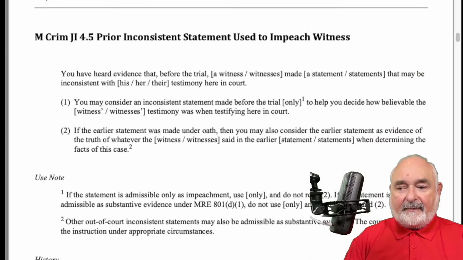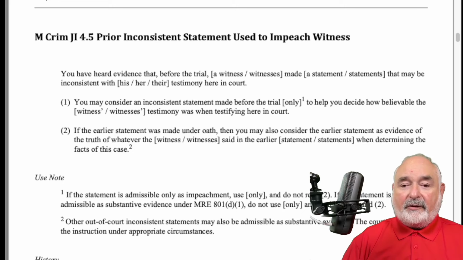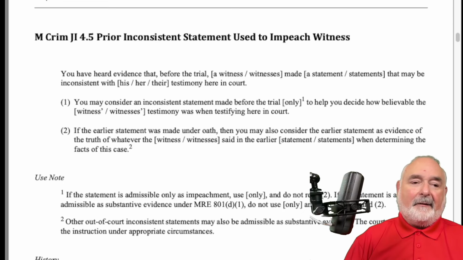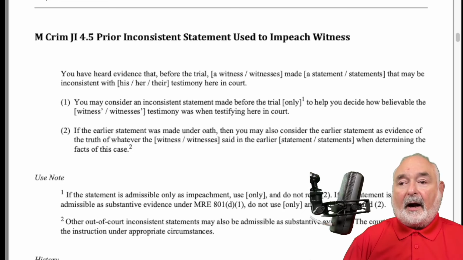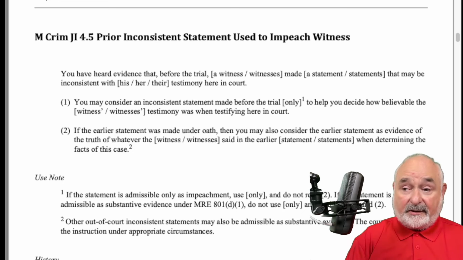Prior inconsistent statement used to impeach witnesses. This is something that every trial advocacy class in law school talks about, impeaching with prior inconsistent statements. Normally, in a civil case, when you take their statement at the side of the roadway, they say the light was green, and then later on when they get into their deposition, they say, well, the light was actually yellow, and then when they get to trial, they're like, no, that thing was red as a beet. Then you have the opportunity to impeach them with their prior inconsistent statements that are inconsistent with the ones they're making now.